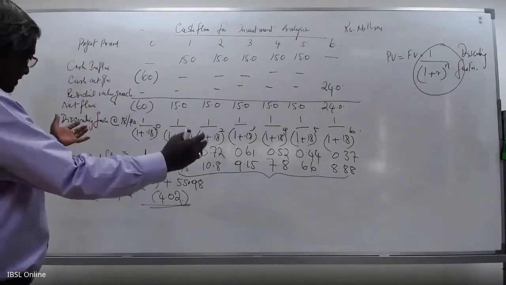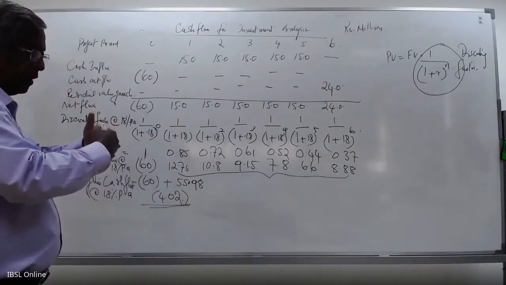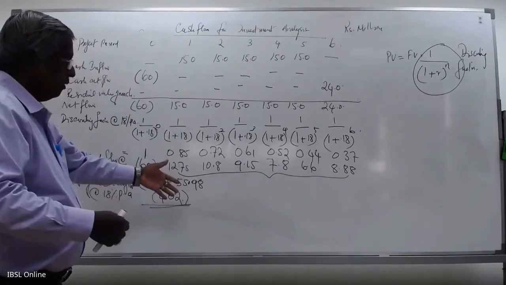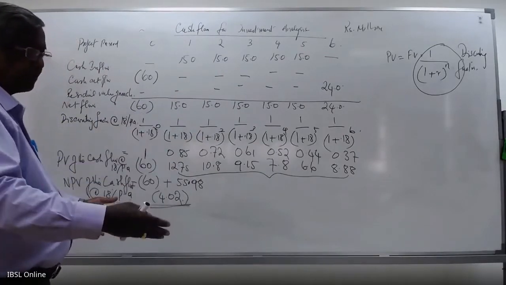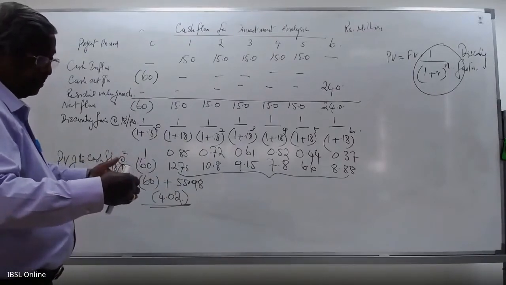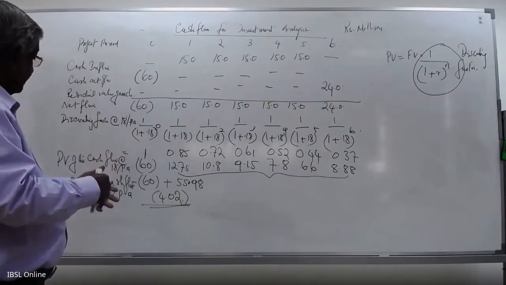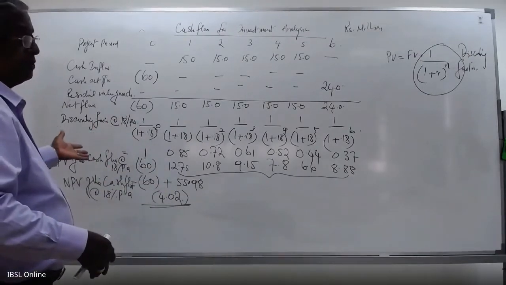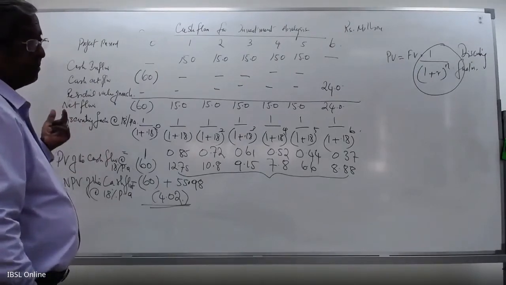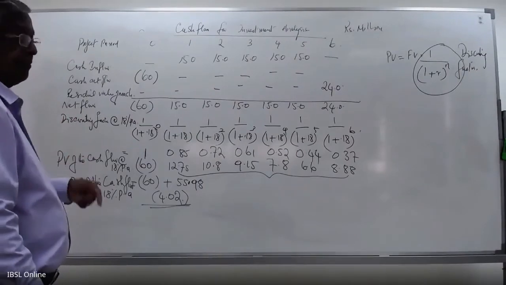Then we take the inflow and the outflow and find the net flow. Outflow is the investment, inflow is the income. Both are in present values, since all future values have been converted to present value. We get the net of it. We call it net present value, and we see whether it is positive or negative.